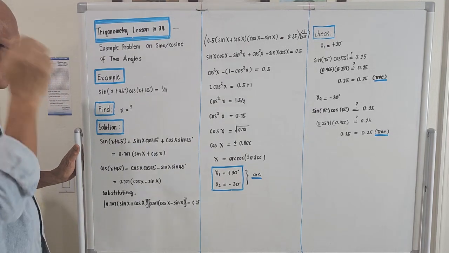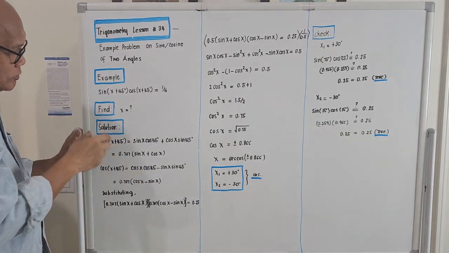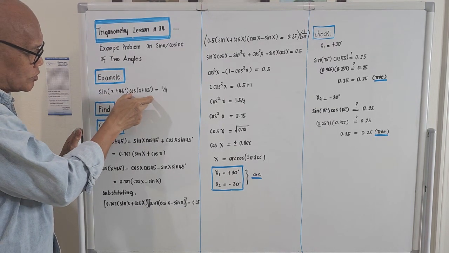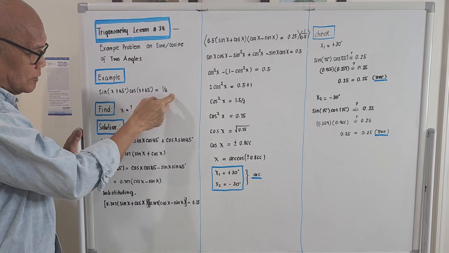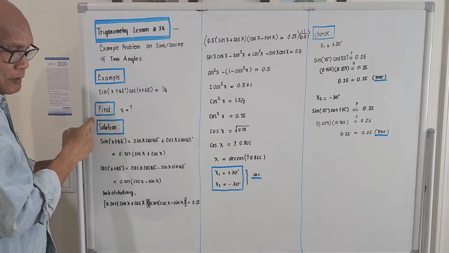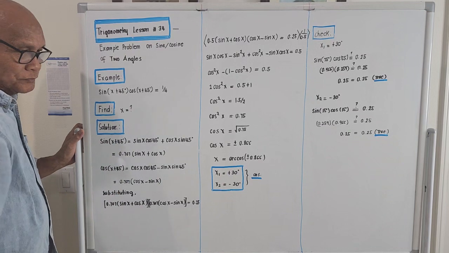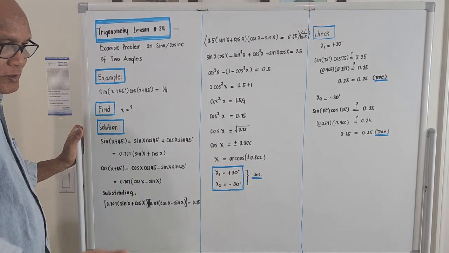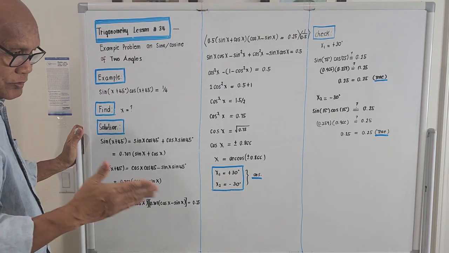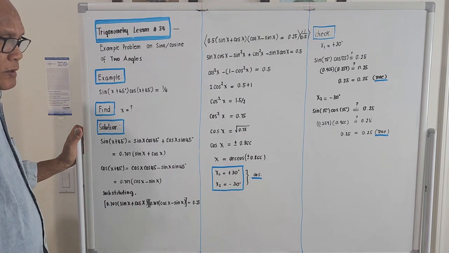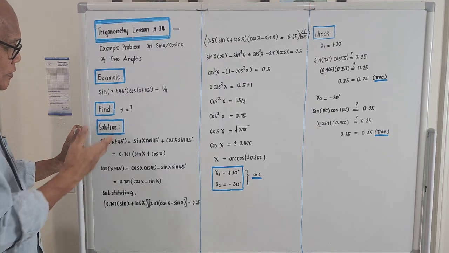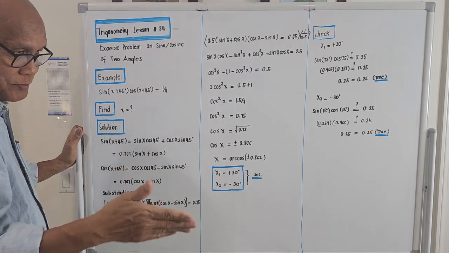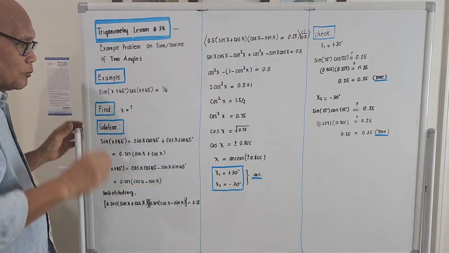The given problem, or the given trigonometric equation, is the sine of the quantity x plus 45 times the cosine of x plus 45 is equal to 1/4. The problem is asking what x will be equal to. What will be x in terms of radians or degrees? It doesn't matter, as long as we are consistent with the unit of the angle. If the given angles here are in terms of degrees, what will come out should be in terms of degrees. Okay, let's try to bring out the solution.